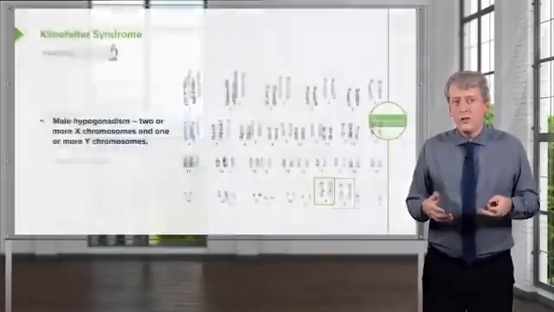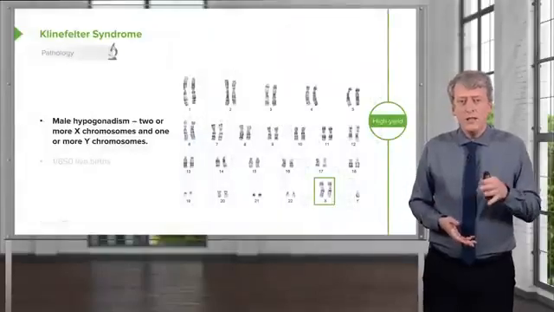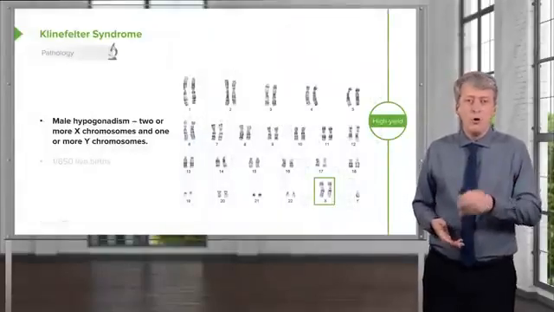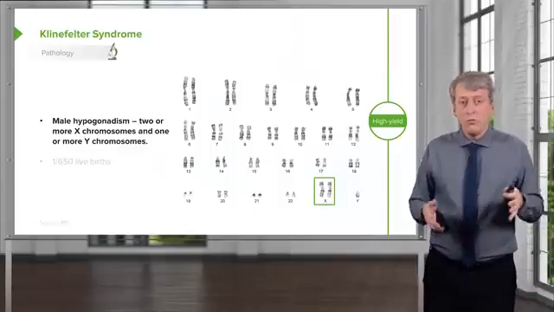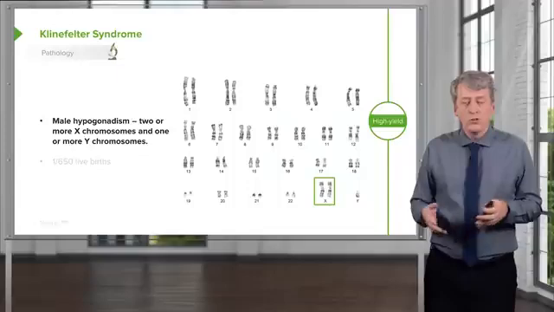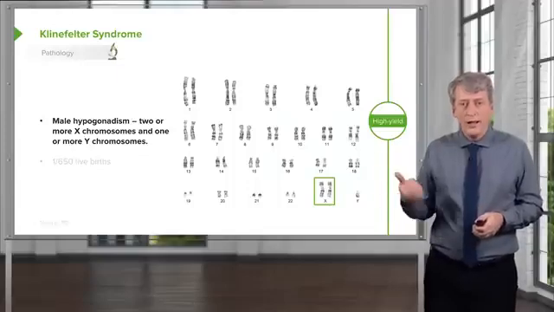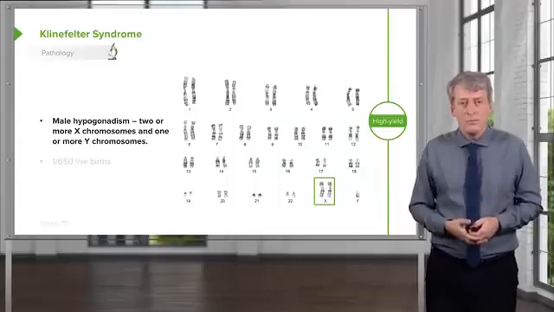In this lecture, we will discuss Klinefelter syndrome and Turner syndrome. These are genetic problems with the sex chromosomes. So let's start with Klinefelter syndrome. These patients usually have male hypogonadism. They have 2 or more X chromosomes and 1 or more Y chromosomes. Most commonly, 2 X's and 1 Y, like you can see in this patient's karyotype.